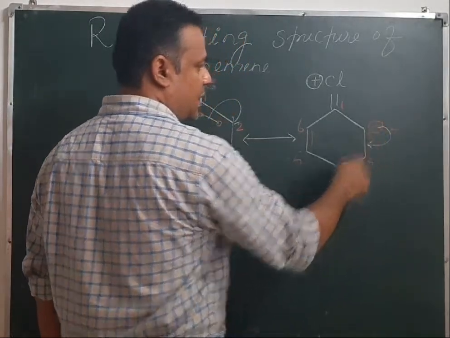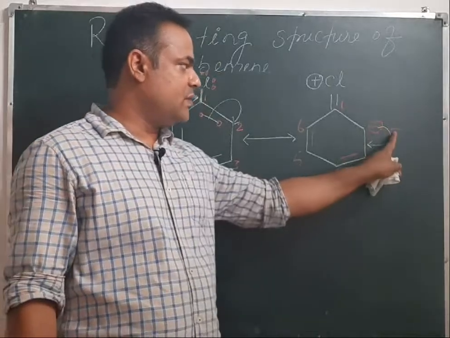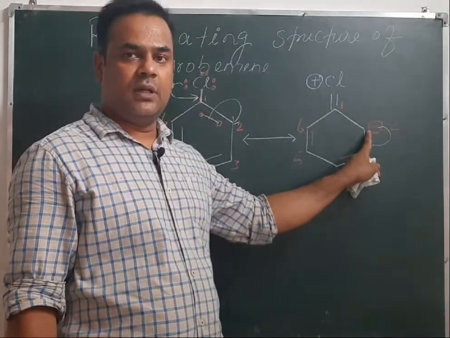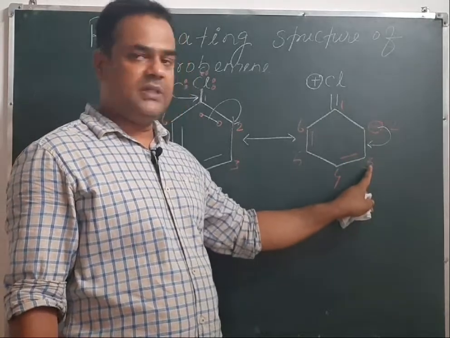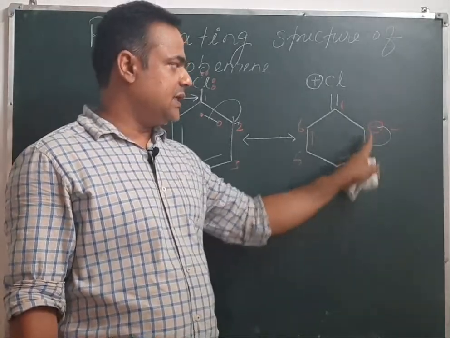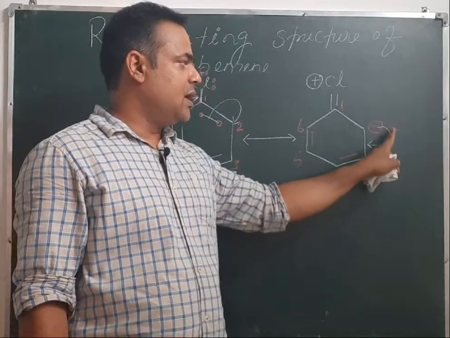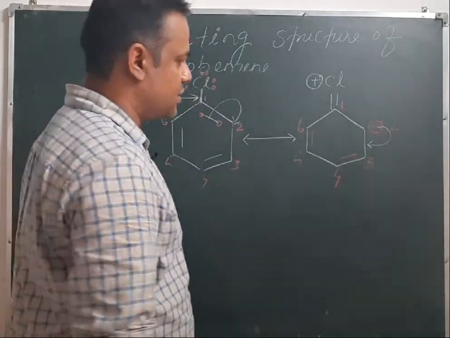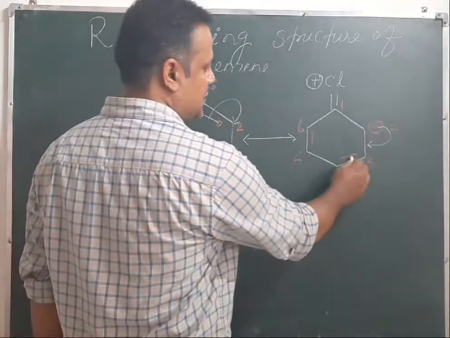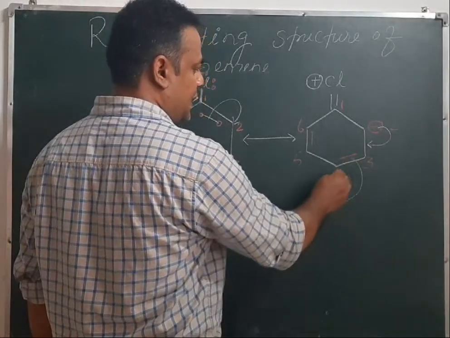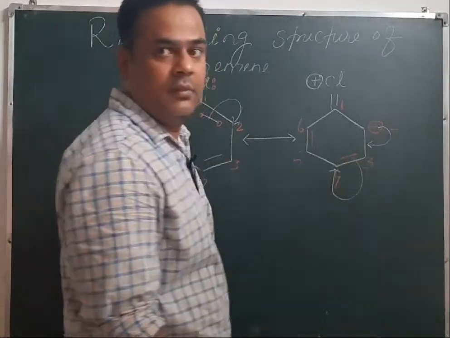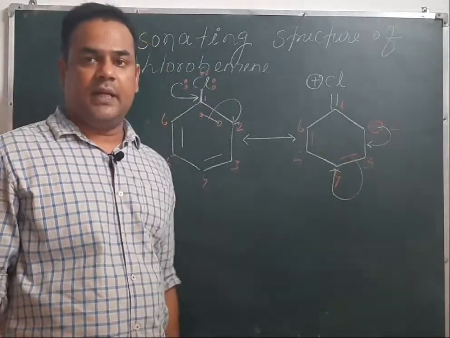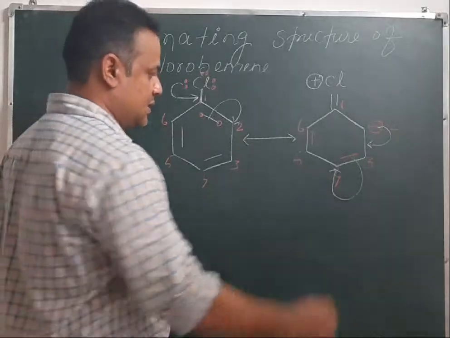Here pi bond formation will take place between carbon number 2 and 3. The pz orbitals of carbon number 2 will overlap with the pz orbitals of carbon number 3, resulting in the formation of a pi bond between carbon number 2 and carbon number 3. And due to this, what will happen? This electron pair will again repel and it will go to this carbon atom. Now we'll show the effect of this movement of pi electrons in the next resonating structure.